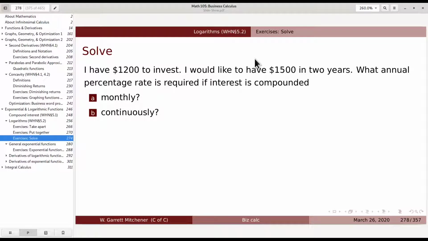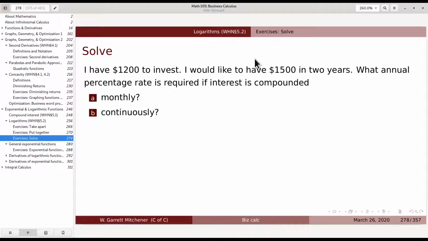Let's do a couple of word problems. I have $1,200 to invest. I would like to have $1,500 in 2 years. What annual percentage rate is required if interest is compounded monthly or continuously?